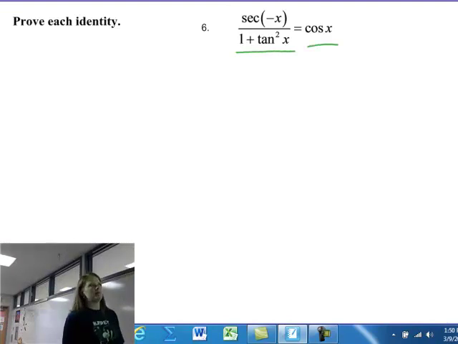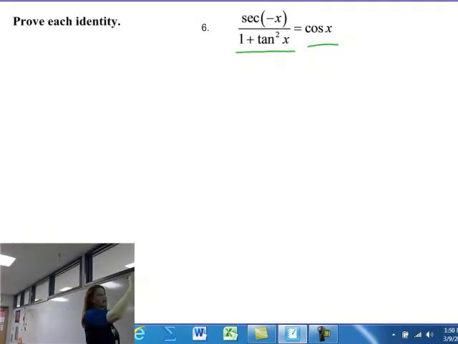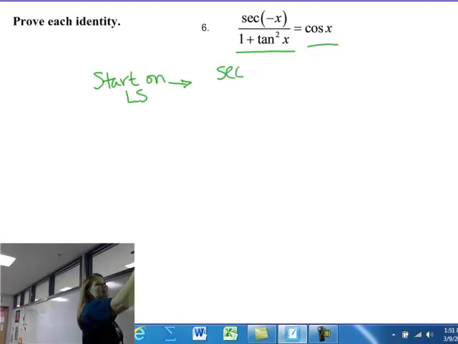And I want to try to make that big mess, secant of negative theta over 1 plus tangent squared theta, equal the cosine of x. Okay, so you would like me to indicate that I'm starting on the left side? Yes, I would like you to indicate. Going to start on the left side. So we've got the secant of negative x over 1 plus the tangent squared of x.